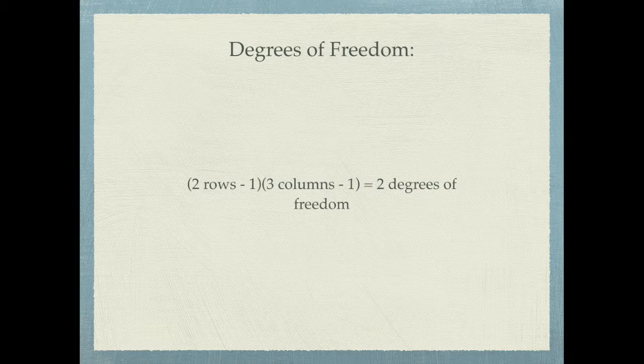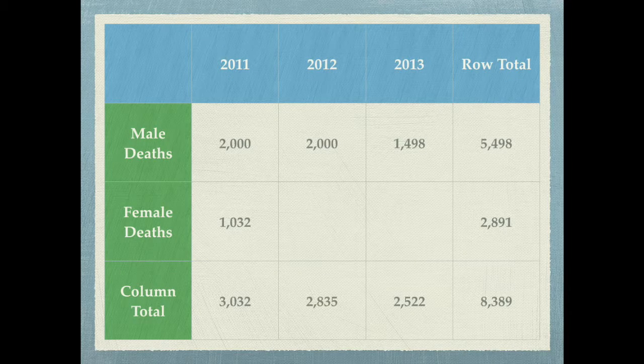Let's think about that conceptually. Assume we know the totals for each row, but not each individual data point. If we choose to have 2,000 male deaths in 2011 and 2,000 male deaths in 2012, then in order to fill the total that we are given, there has to be 1,498 male deaths in 2013. Therefore, we only have 2 degrees of freedom in each row because we could only choose the amount of deaths 2 times. We repeat the same process for the columns.